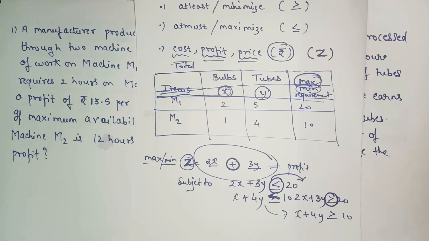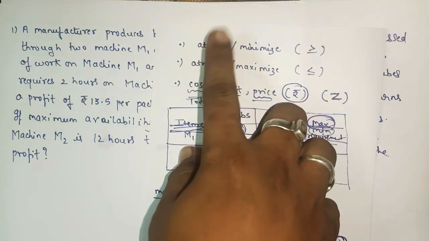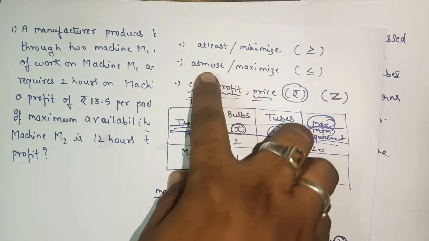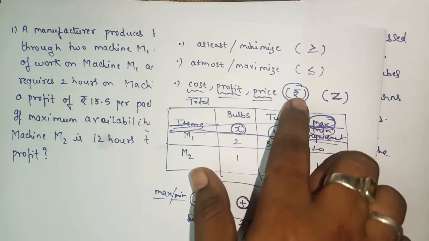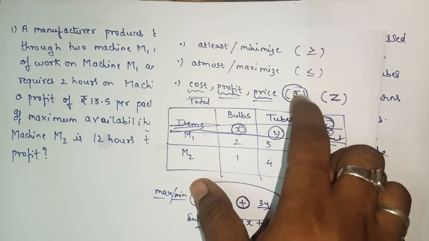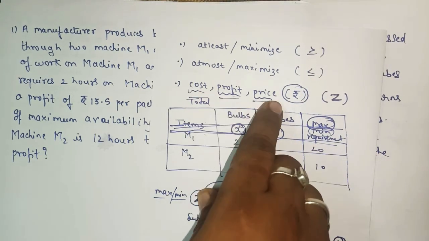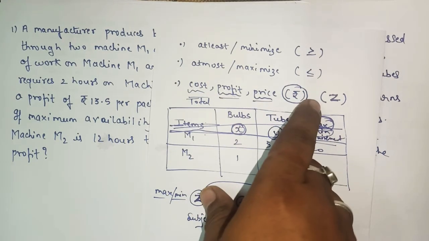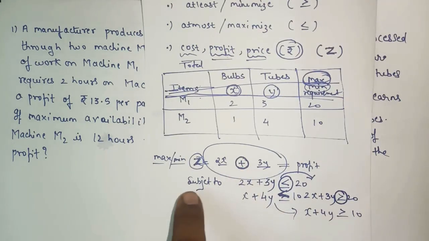Got the idea? So the first step is you must know the meaning of these words. At least, minimize means greater than equal to. At most, maximize means less than equal to. Suppose sometimes rupees will not be there in the statement sum. In place of rupees it will be cost, profit and price. As we know that the unit for cost, profit and price is rupees. From there you will get the value of z. After z you will frame your equations.